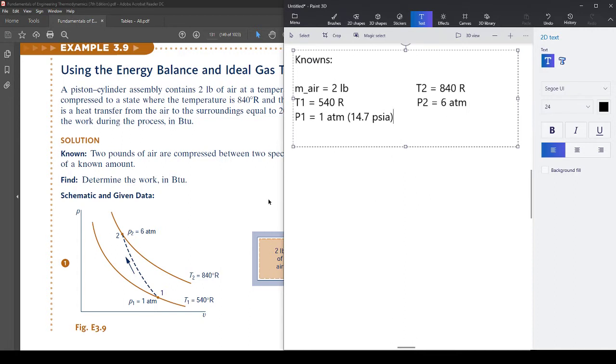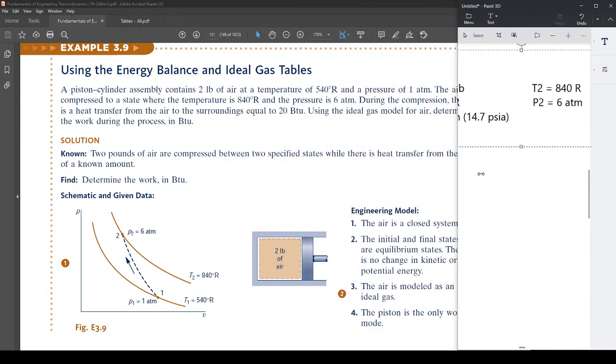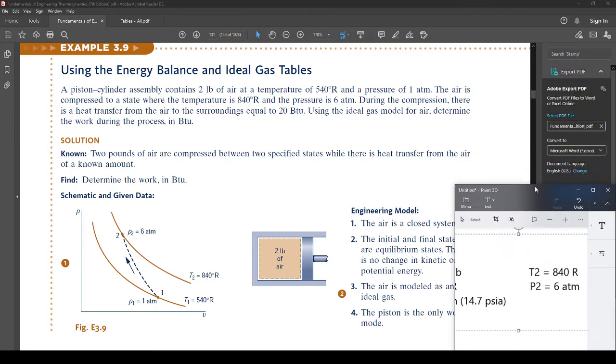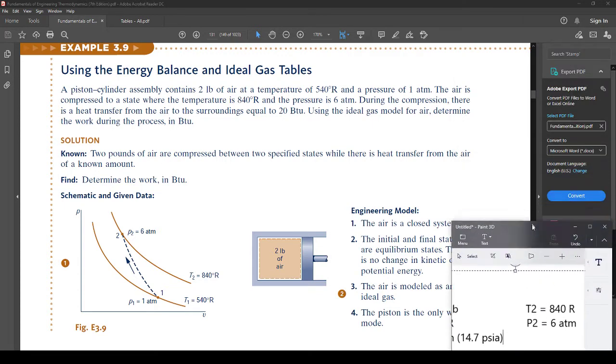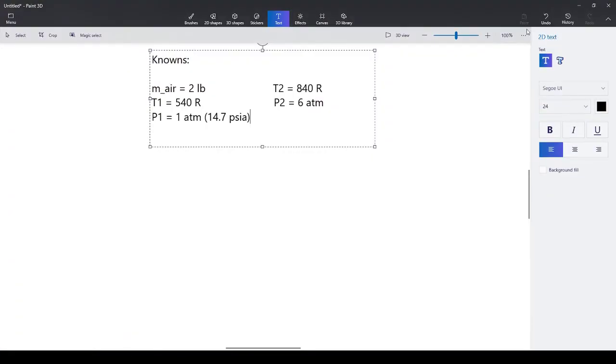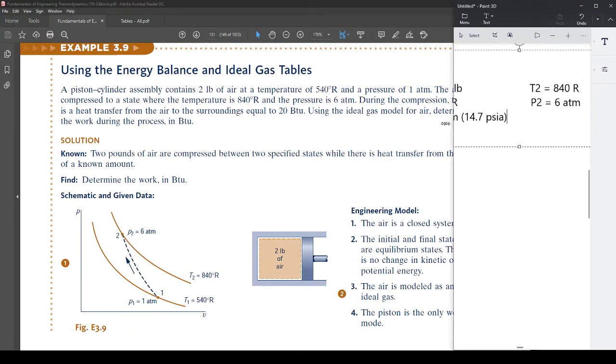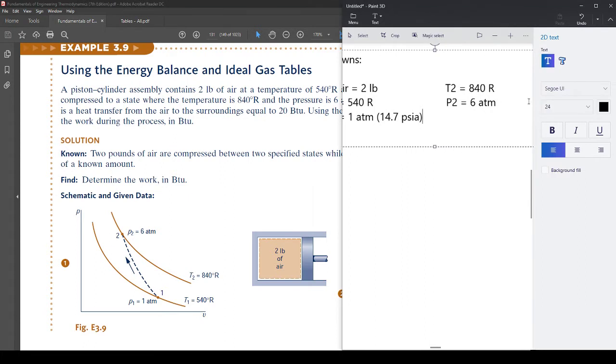And then it says that during compression, there is a heat transfer from the air to the surroundings. So can anybody tell me what that means? What does that actually mean for us? Anybody?